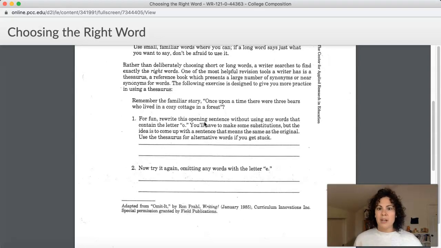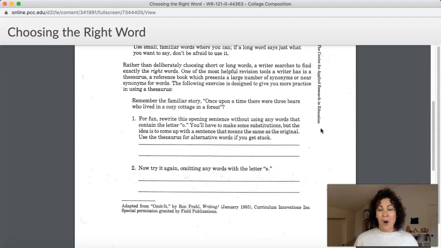So remember the "Once upon a time there were three bears who lived in a cozy cottage in the forest"? Well, for fun, we're going to rewrite the opening sentence without using any words with the letter O. So you have to make some substitutions, but the idea is to come up with a sentence that means the same as the original. Try to use your brain first, as always, but then use a thesaurus for help.